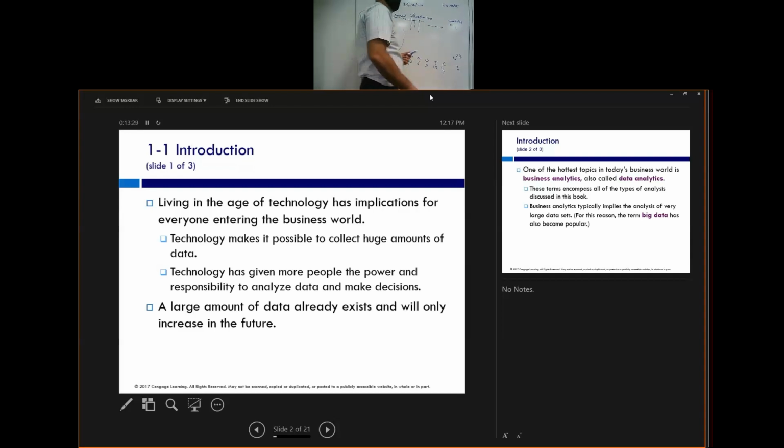How can we deal with this volume of data? Can we use traditional management models or traditional statistical methods to work with this volume of data? Of course not.